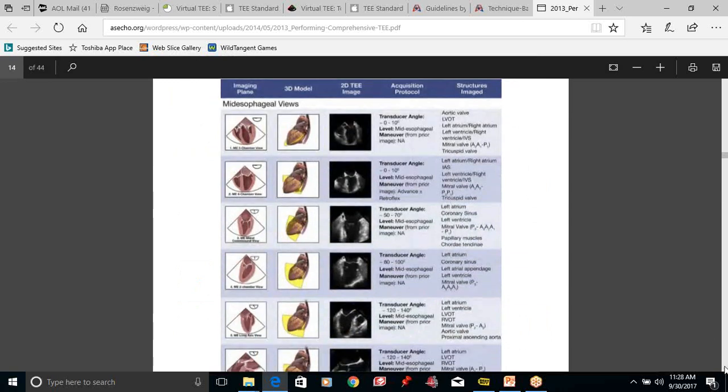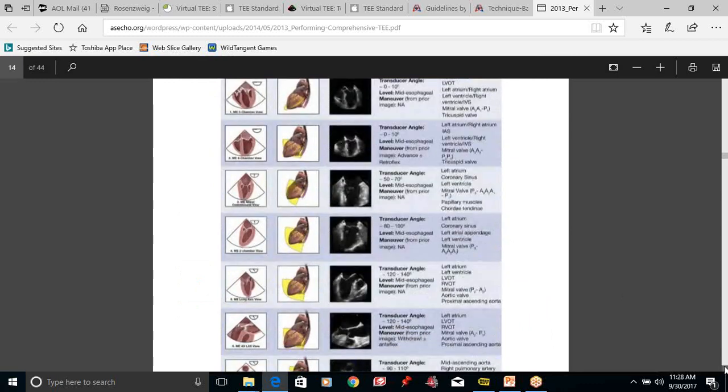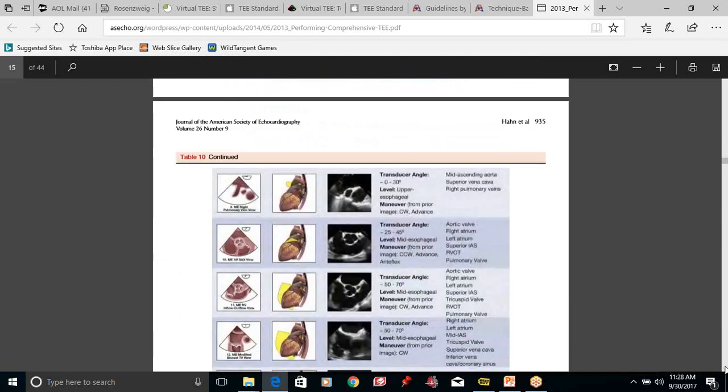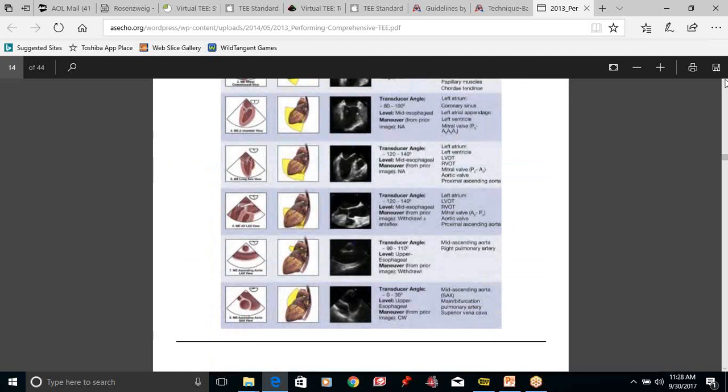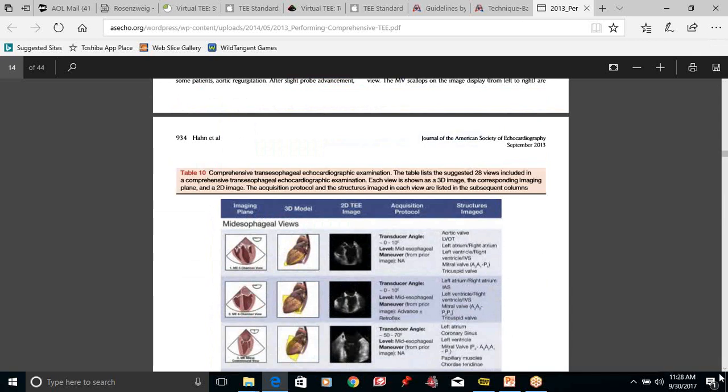You're going to hear mention of scallops, and when we say scallops, the mitral valve has areas that we call scallops. It's just different sections of the mitral valve. We're not going to go into that in any detail right now, but just remember that it has scallops.